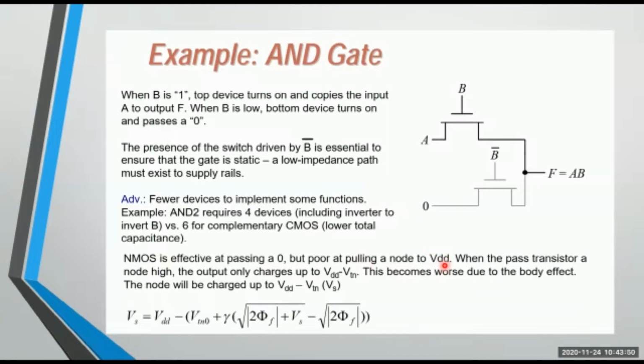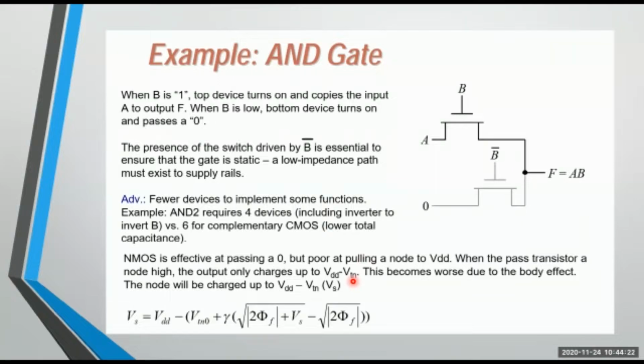A PMOS pass transistor is poor at pulling the node to ground, and an NMOS pass transistor is poor at pulling the node to VDD. When the pass transistor drives a node high, the output only charges to VDD minus VTH. Why? Because whenever a signal is passing through the transistor, you always take the difference of VDD minus the threshold voltage. That will be your actual value, which is stored at node X or at the output.